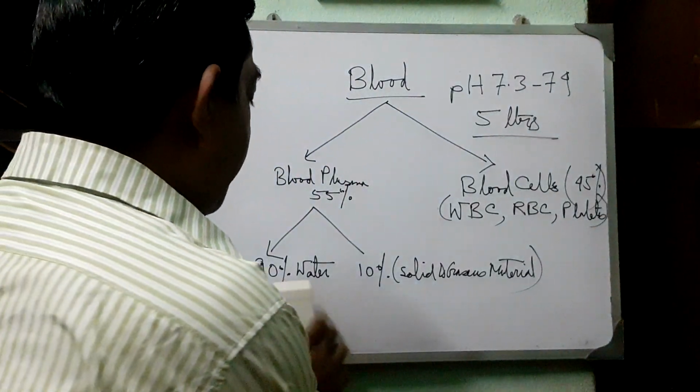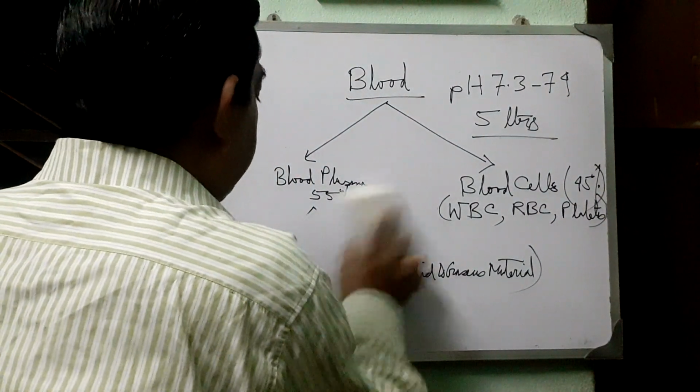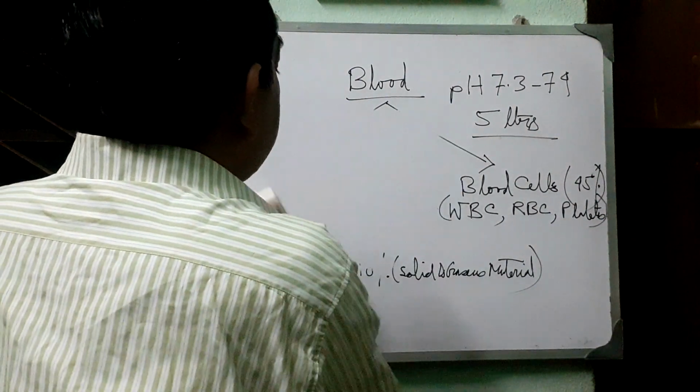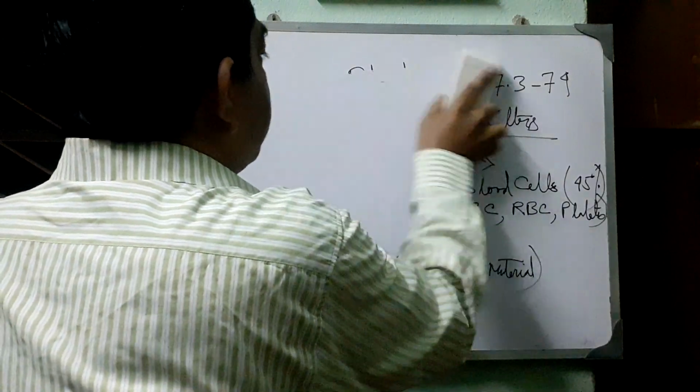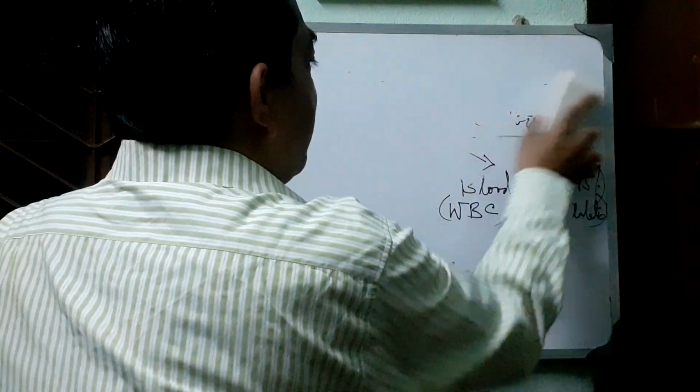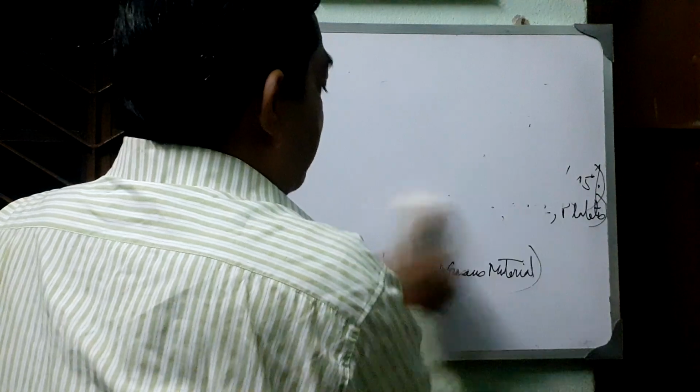So these are some terminologies related to blood. Now we are talking about the blood group. Our today's topic is blood group. This is the general idea of blood I am giving before discussing the blood group, so it will be easy to understand.